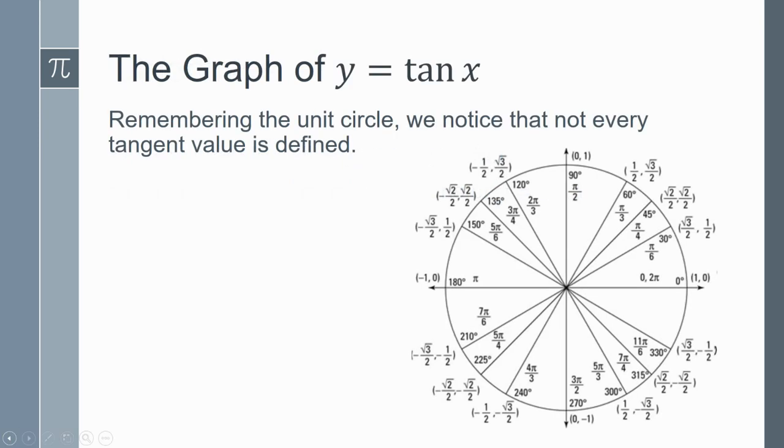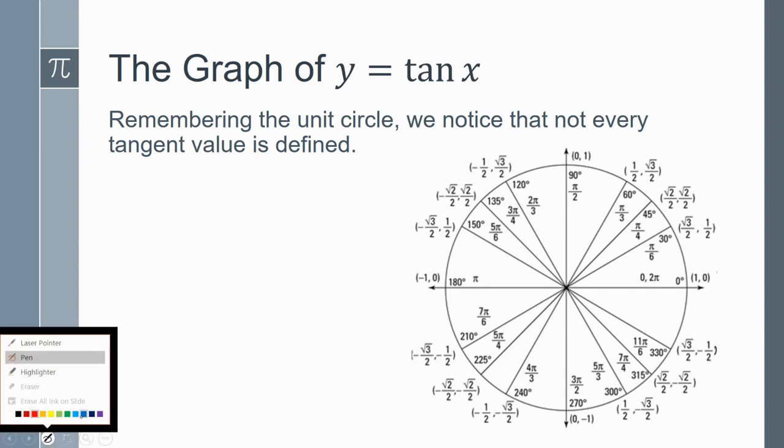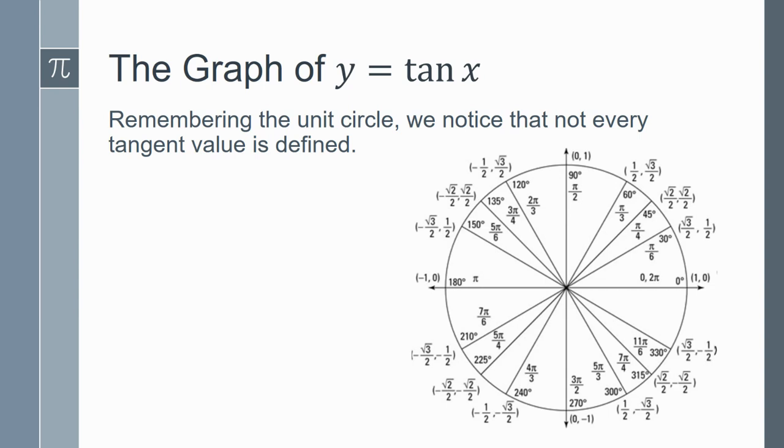So what we want to do is look at the unit circle, because the unit circle is how we are going to figure out the shape of the tangent graph. Just like what we did with sine and cosine, we use the unit circle to help us out. Now remember, in a unit circle, these ordered pairs are always cosine first and sine second. So we have the ordered pair cosine followed by sine.